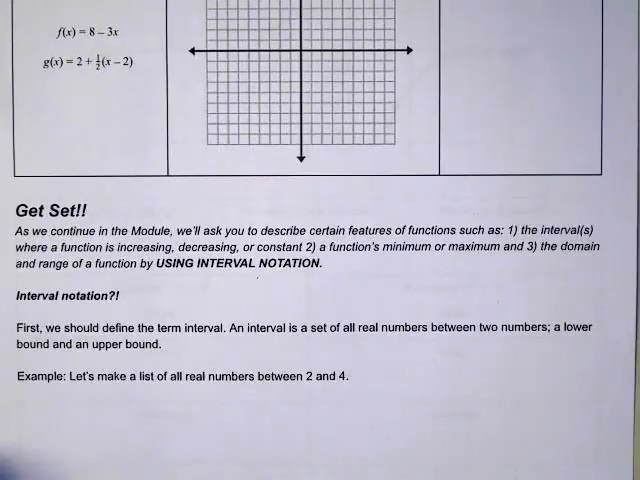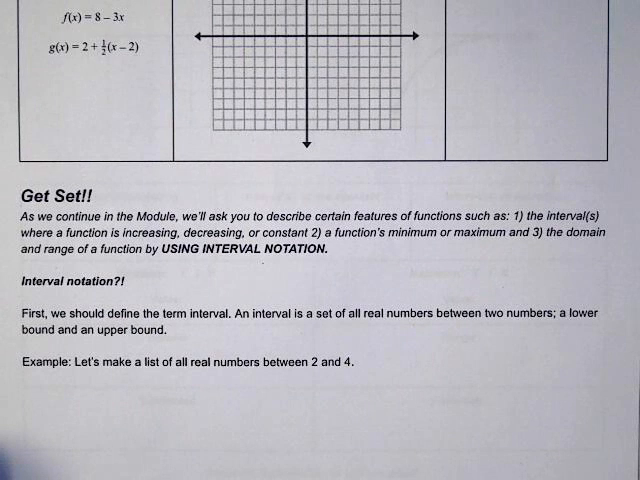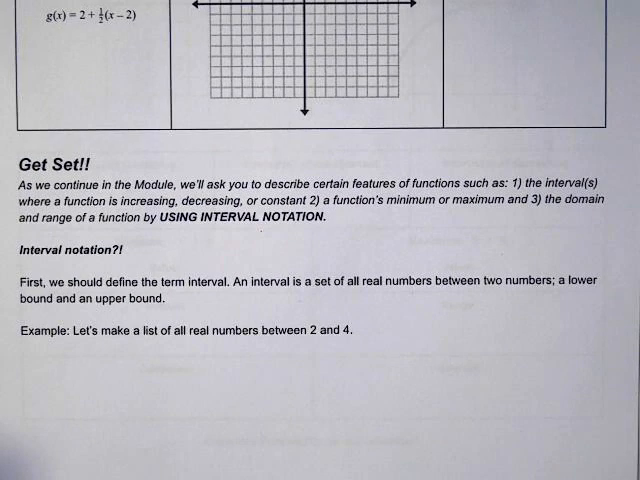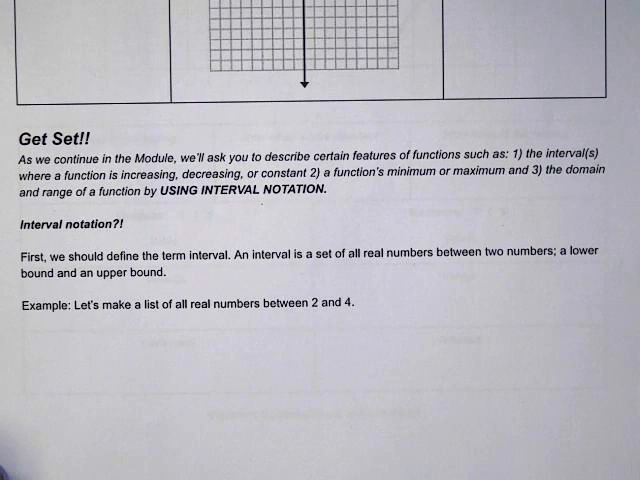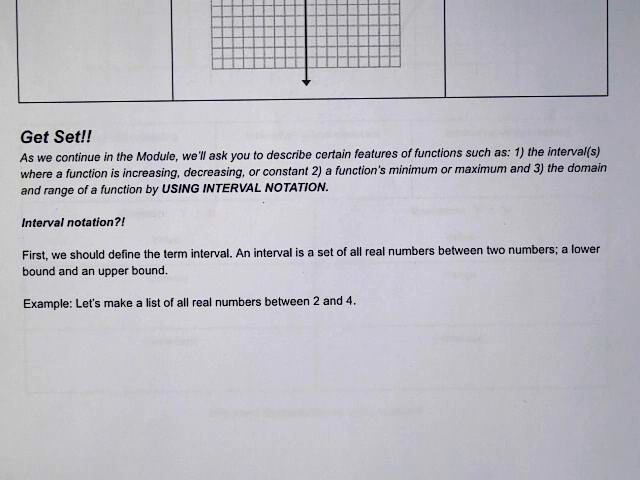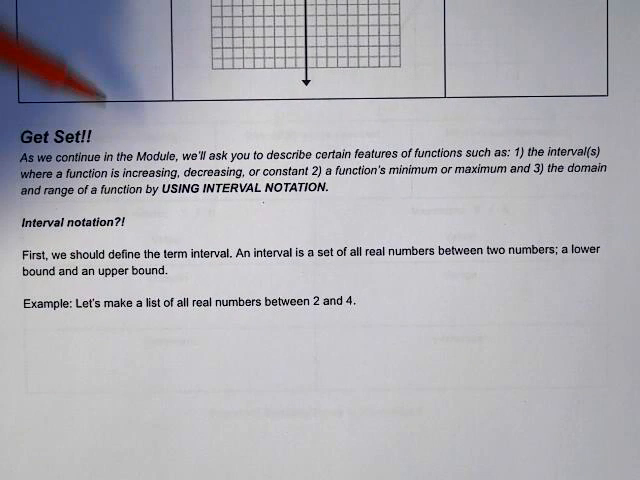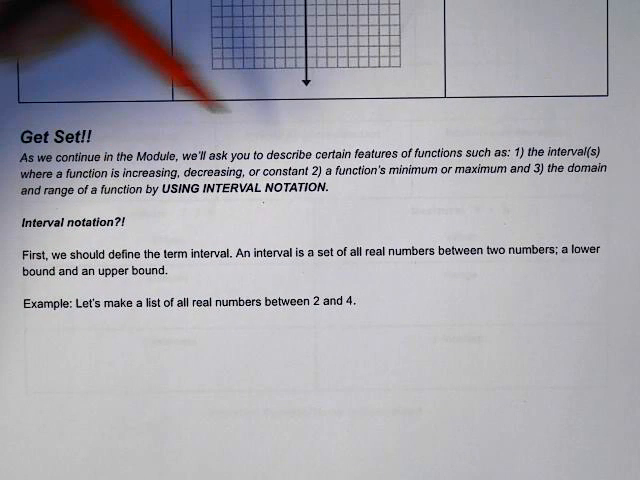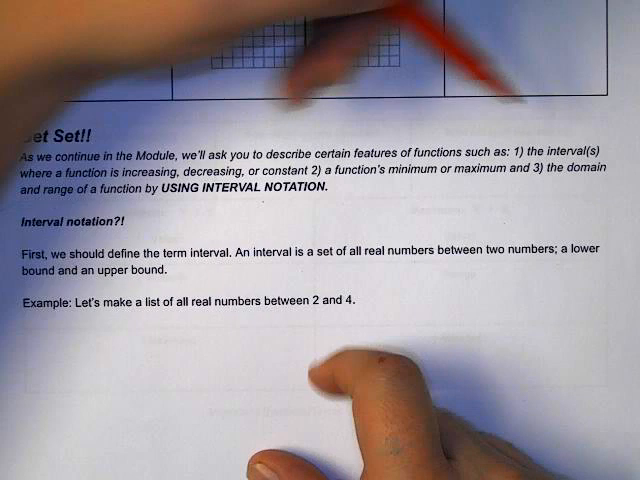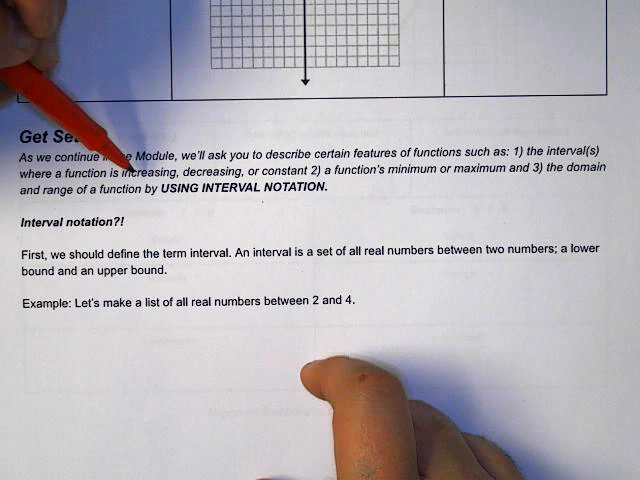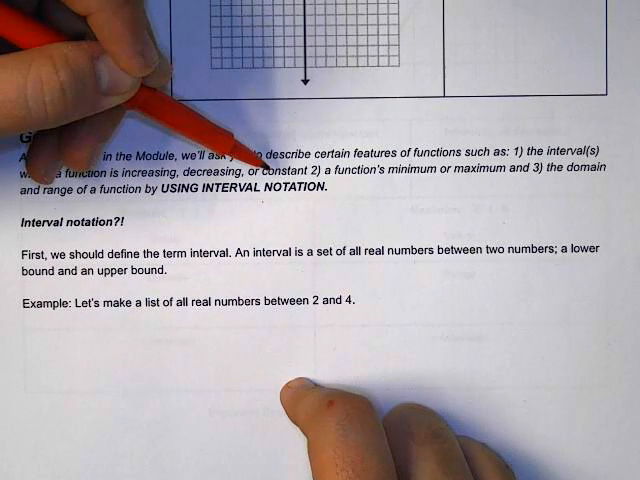And the reason is because in this lesson, in 3.2, we learn about this idea of interval notation and having to explain all these new things. So we really want to focus in on this. So with that in mind, we're going to skip ahead just a little bit. We're going to look at the Get Set, and we see that when we go through this module, we're going to need to describe certain features of functions, such as the intervals where a function is increasing, decreasing, or constant.